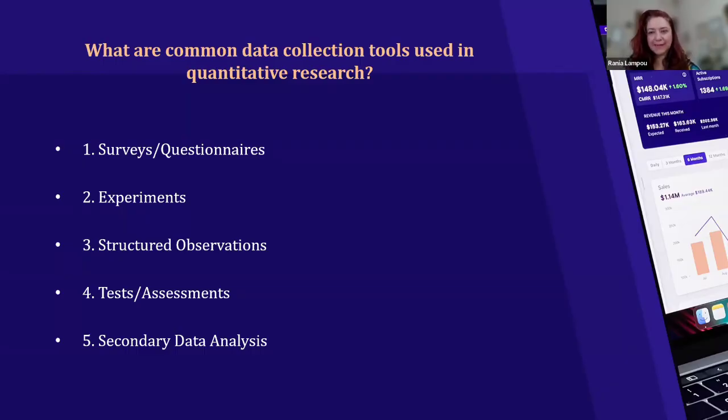What about the reliability here? There is high reliability if they're well designed, if there is clear wording, if there are validated scales, and this can be improved by piloting the survey and using standardized instruments. For example, the Beck Depression Inventory or the Big Five Inventory, etc.